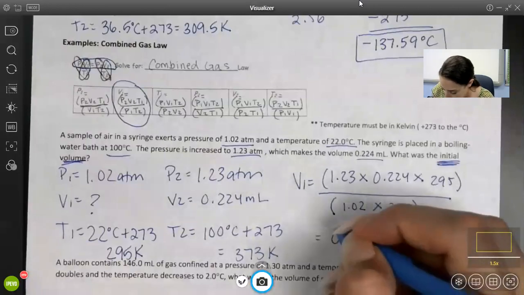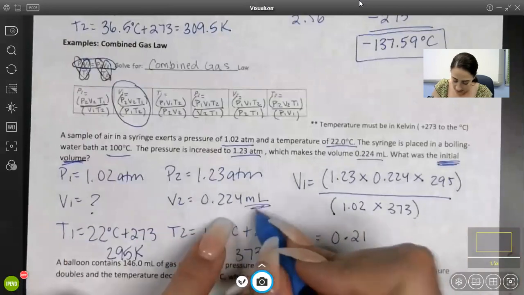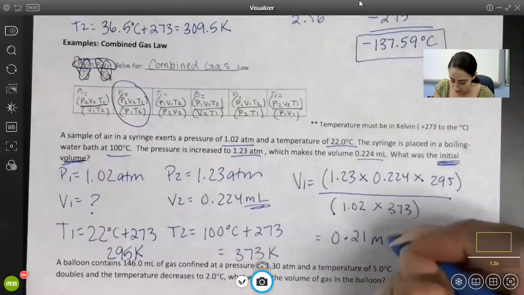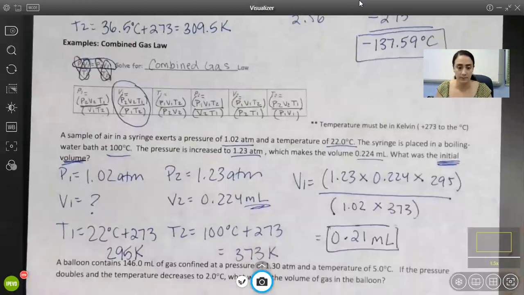And this comes out to 0.21. Because we're solving for volume, our other volume is in milliliters, so this is also milliliters.